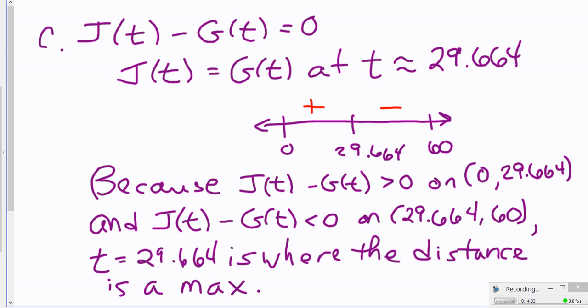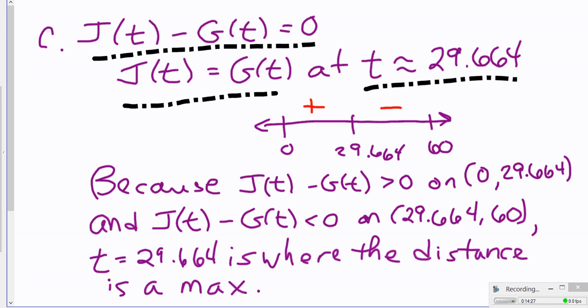In part C, in a similar way to what I was just talking about, we are finding a maximum, and we look for critical numbers by setting the derivative equal to 0. That's what my first line of writing here says, letting the derivative equal 0, which is equivalent to letting the Jack function and the giant function be equal to each other. I solved that by looking at my calculator and finding that time equals 29.7-ish is where that happens. And so then I did interval testing, and then I wrote a nice sentence.